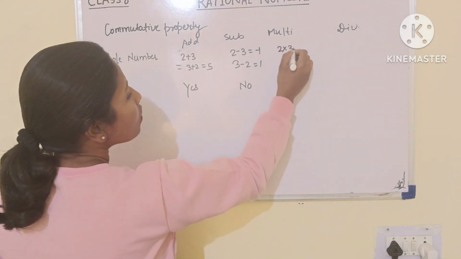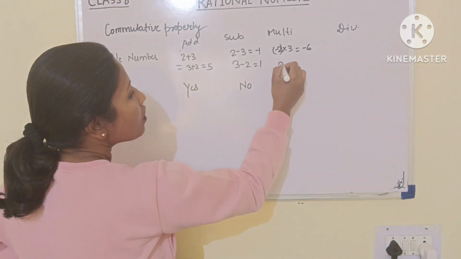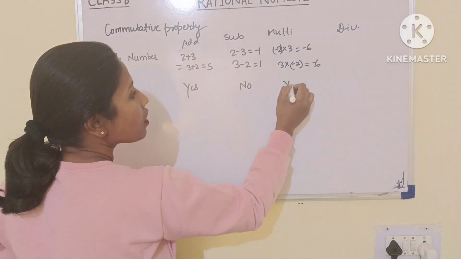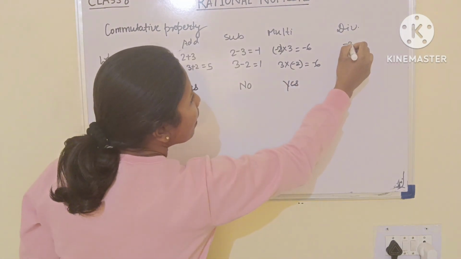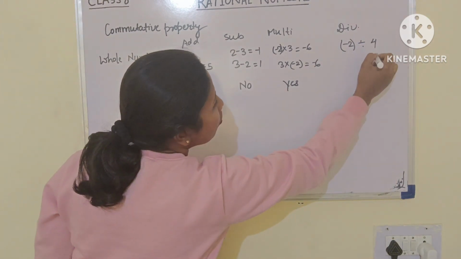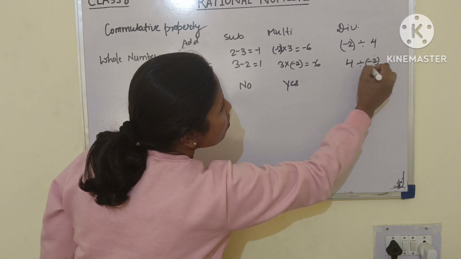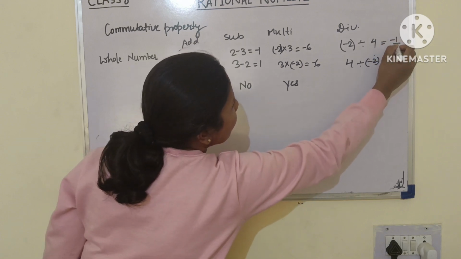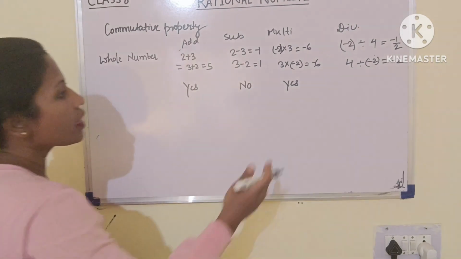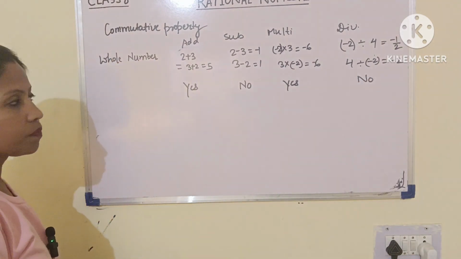Multiplication, 2 into 3, let's take minus 2 into 3. It's a minus 6. 3 into minus 2, it's again a minus 6. Right? Here minus 2, let's take some simple division, divided by 4. And here 4 divided by minus 2. So this will give you minus 1 by 2. And here you will get a minus 2. Okay. So that is not the same. So here also this is not followed.